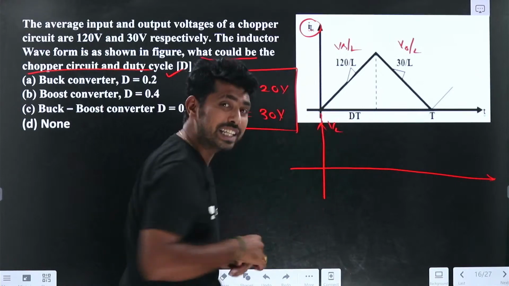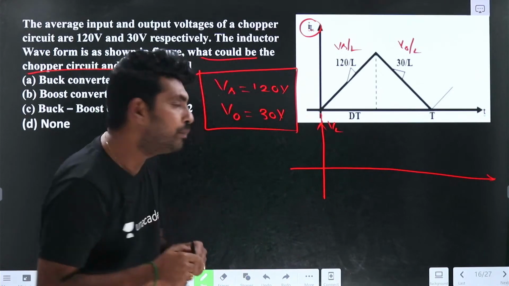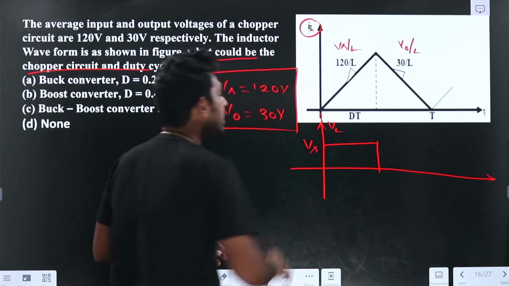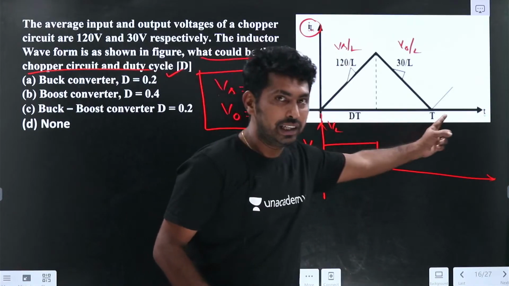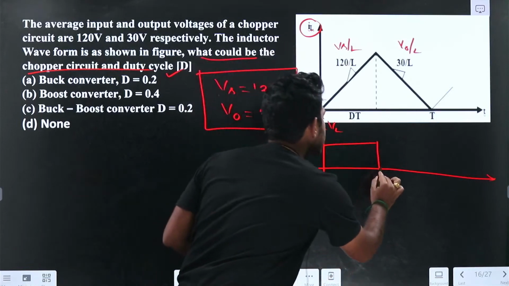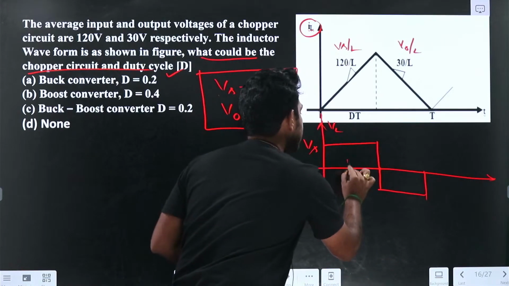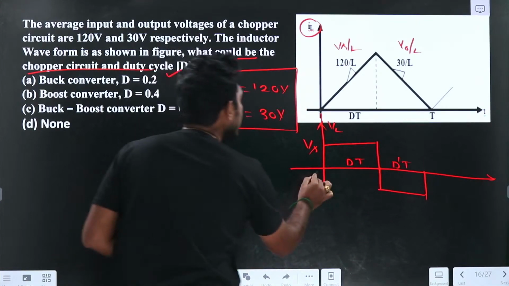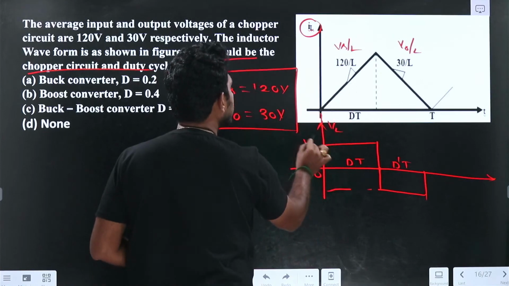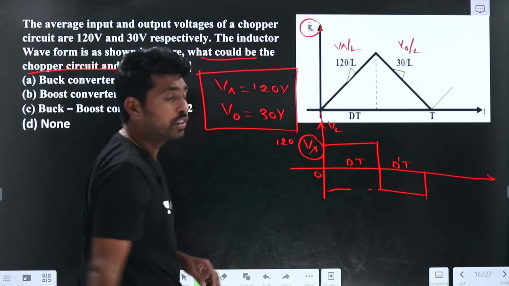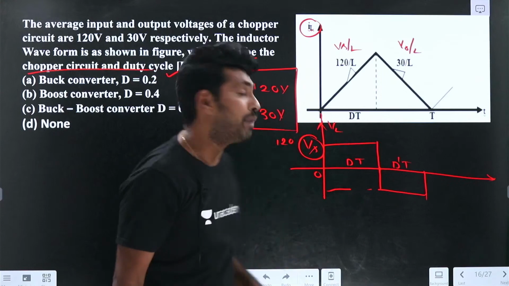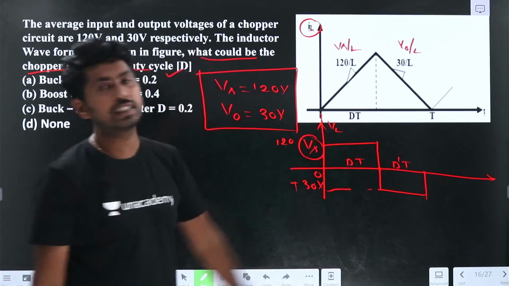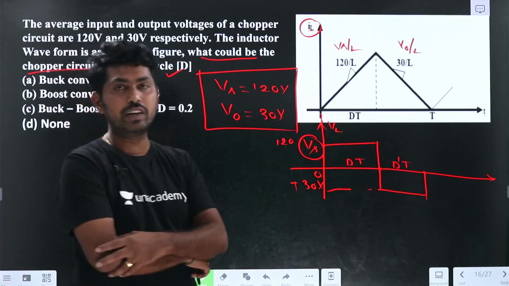waveform, that is the voltage across the inductance, during 0 to dT the input voltage is Vs. During dT to T, the output voltage is applied, which is minus V0. This is dT, and this will be d dash T, where d dash equals 1 minus d. Now let us find. It is given as 120 volts, and it was given as minus 30. So minus V0, which is 30 volts. V0 is given as 30 volts, that is minus 30.